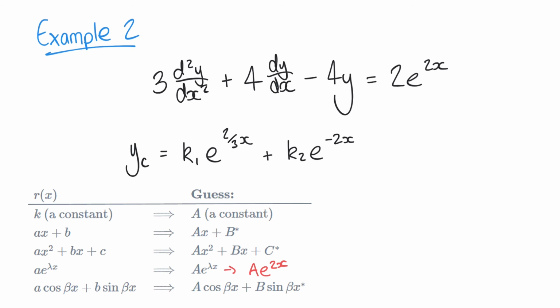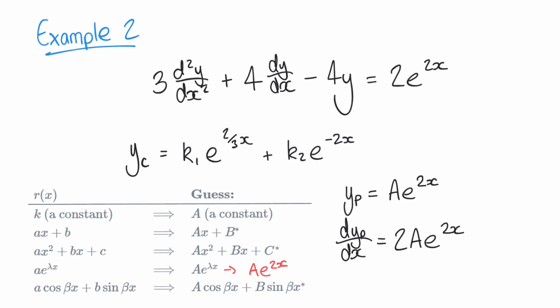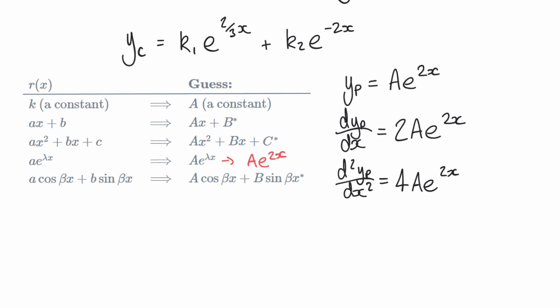For step 3, as in our previous example, we're going to substitute that particular solution as well as its first and second differentials into our original equation. And so we've said here that yp is equal to ae to the 2x, and differentiating that we have dyp by dx is equal to 2ae to the 2x, and d squared yp by dx squared, differentiating again, we have 4ae to the 2x.